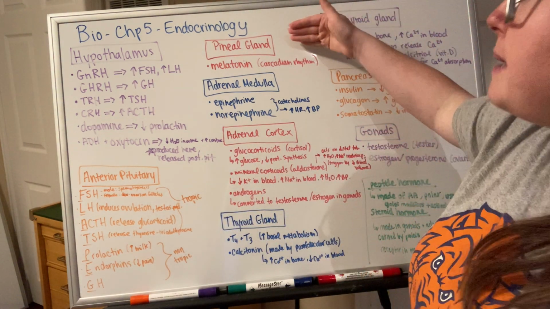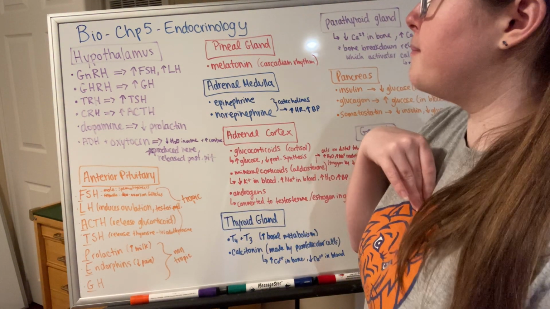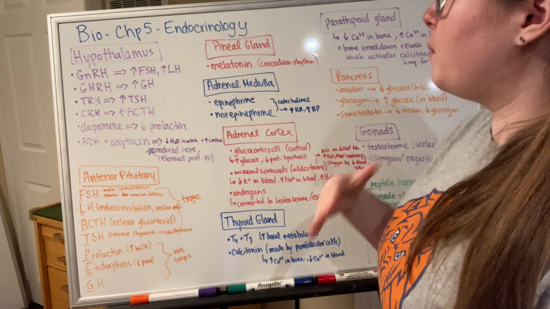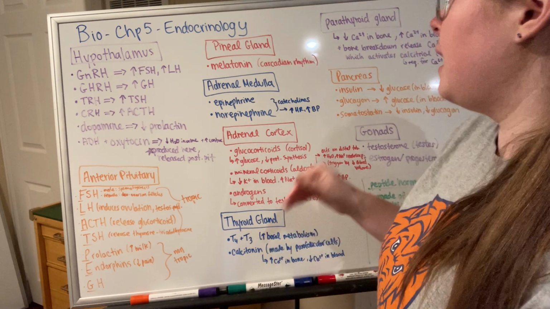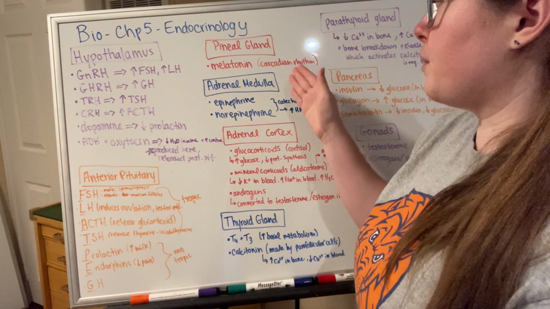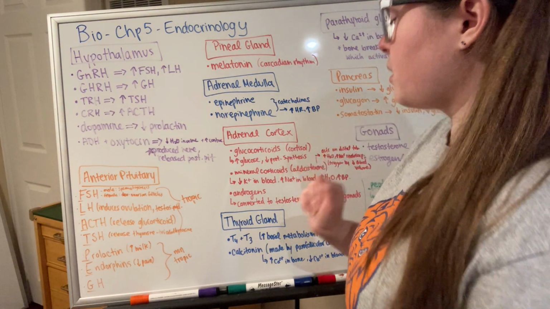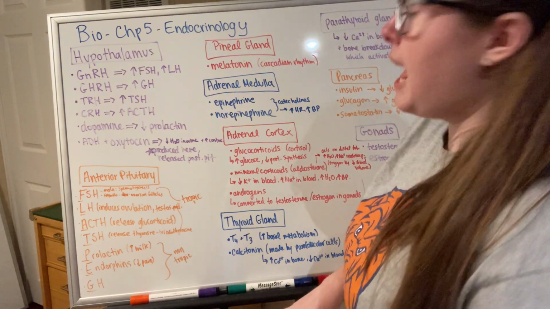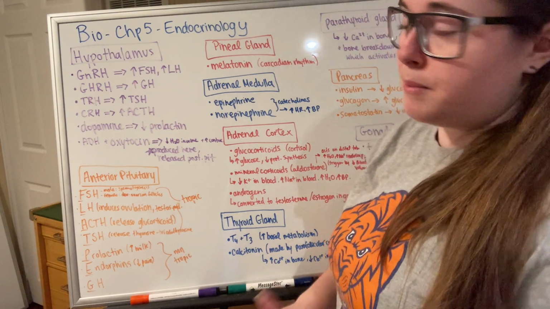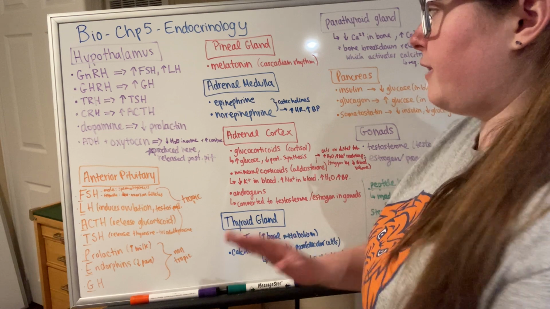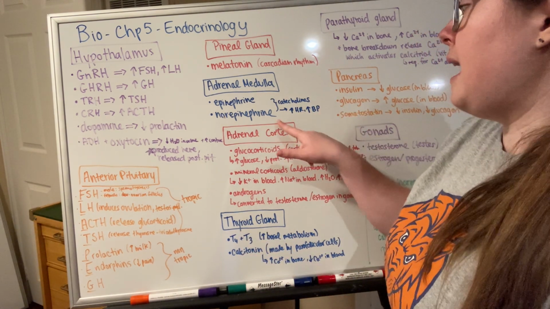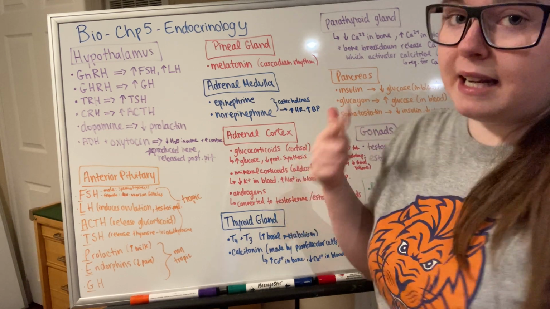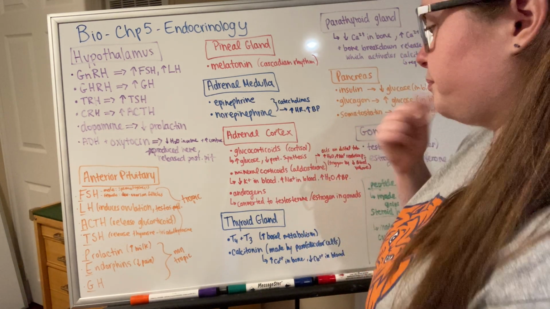Now we have our pineal gland, which secretes melatonin, which is involved with your circadian rhythm. Then we have our adrenal medulla, which will produce epinephrine and norepinephrine, okay, two important hormones in our fight or flight responses. And these are also catecholamines, okay, and these both increase your heart rate and increase your blood pressure.